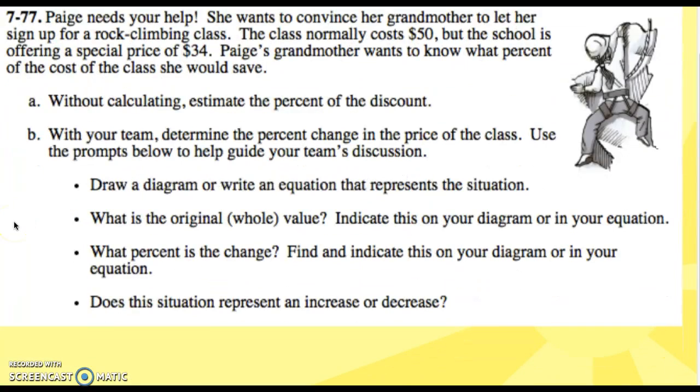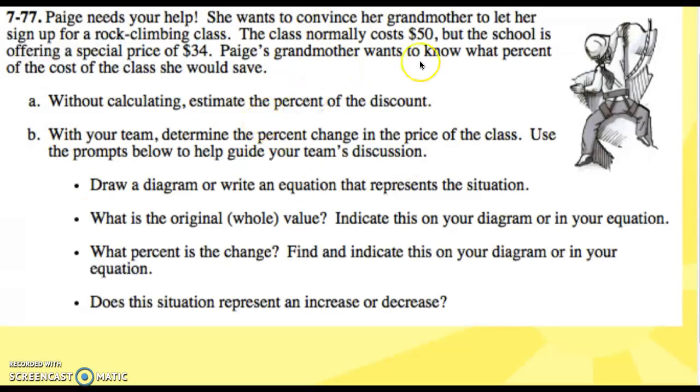77. Paige needs your help. She wants to convince her grandmother to let her sign up for a rock climbing class. The class normally costs $50, but the school is offering a special price of $34. Paige's grandma wants to know what percent of the cost of the class she would save. It says, without calculating, estimate the percent of the discount.